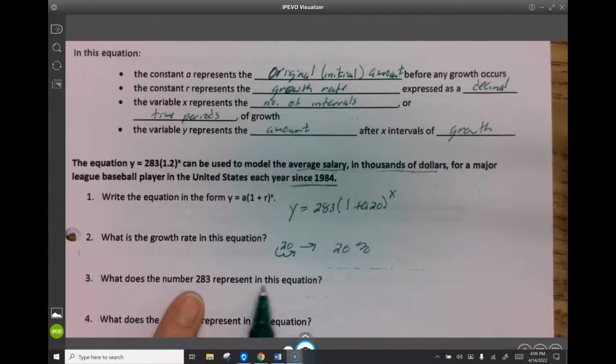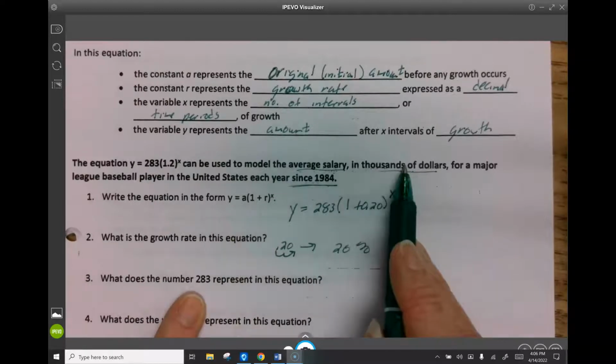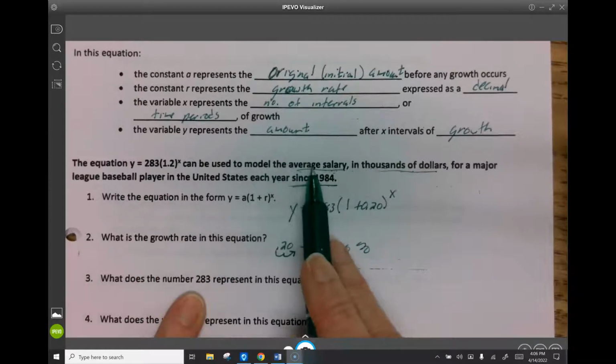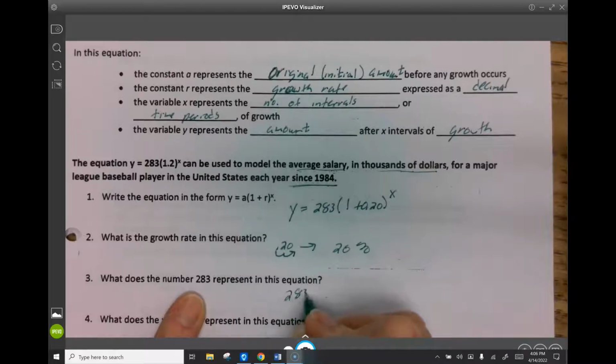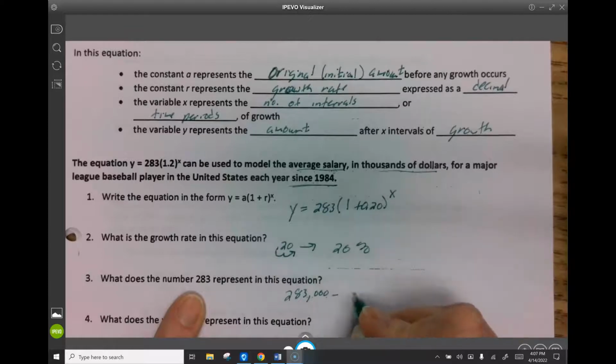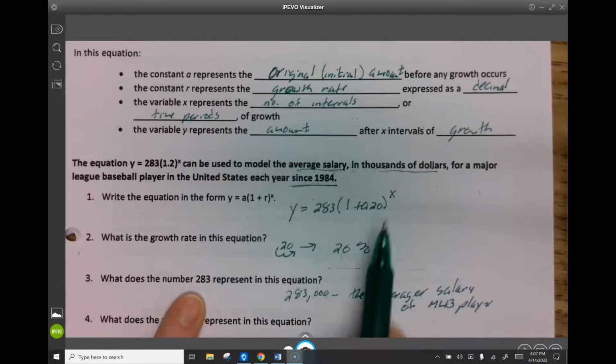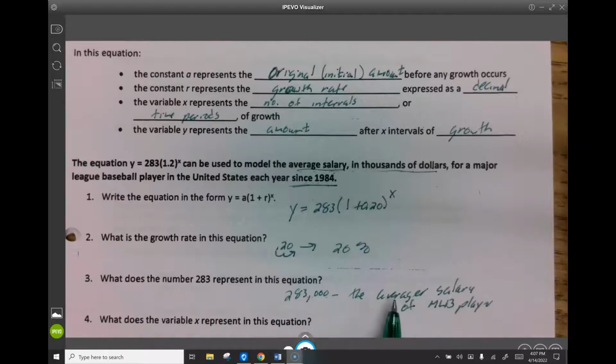What does the number 283 represent in this equation? Well, it's the initial amount, which is a salary in thousands of dollars. So this is the initial amount of a salary, so it's 283,000 because it's in thousands of dollars. That's the average salary of a Major League Baseball player each year since 1984. We don't know how many years, but that would be the average salary since 1984.